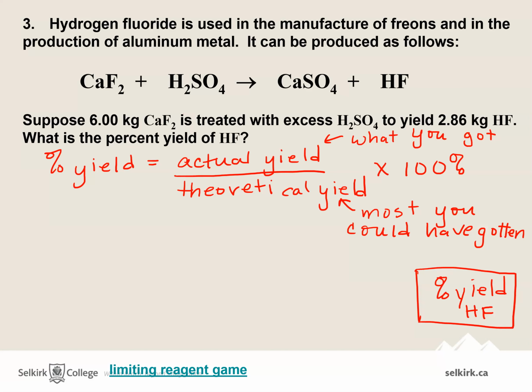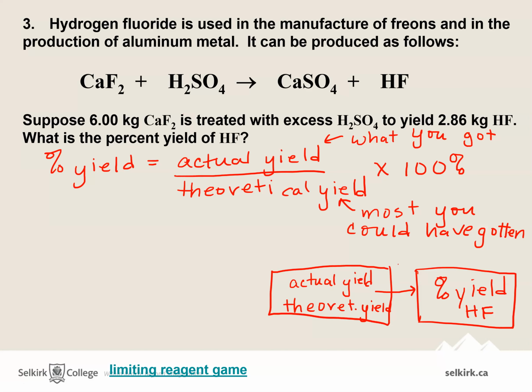And I'm going to play, what do you need to know that? When I play that, I play it as literally as possible, by definition if I can. So because percent yield is actual over theoretical, I would need to know the actual yield of HF and the theoretical yield. So now I'm going to go to the question and see if I know those things. The question says it yields 2.86 kilograms. That's how much you actually got. That's the actual yield.